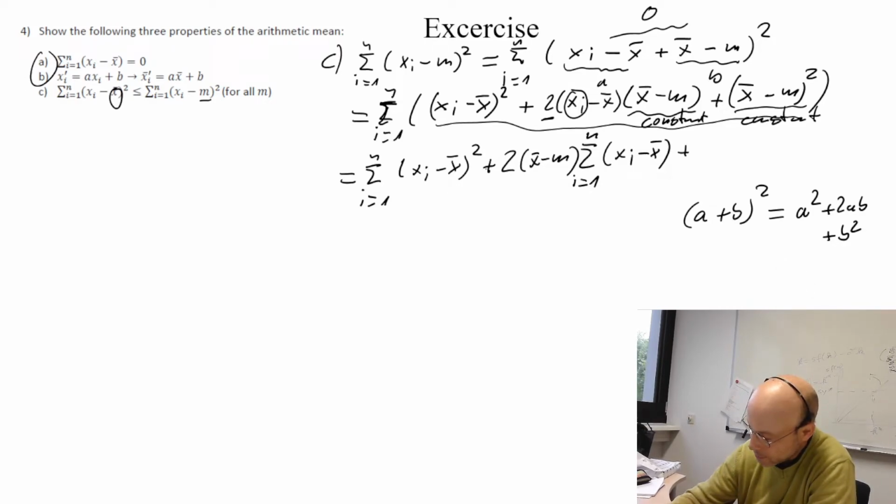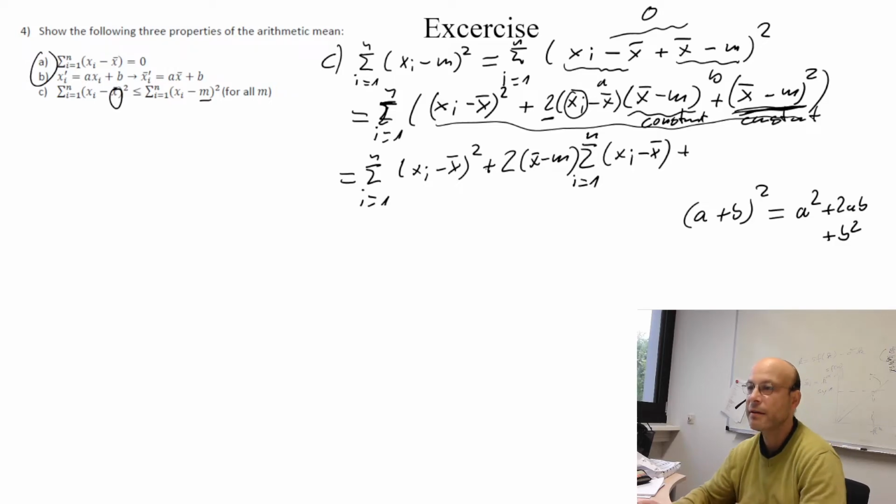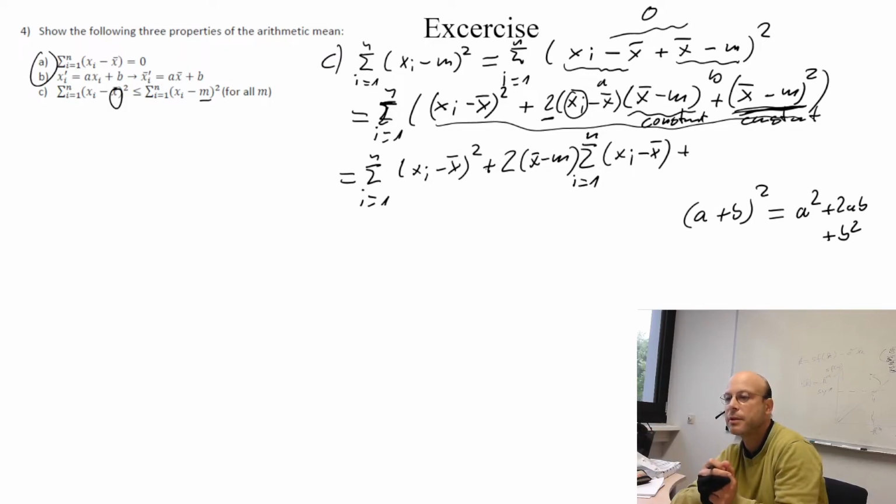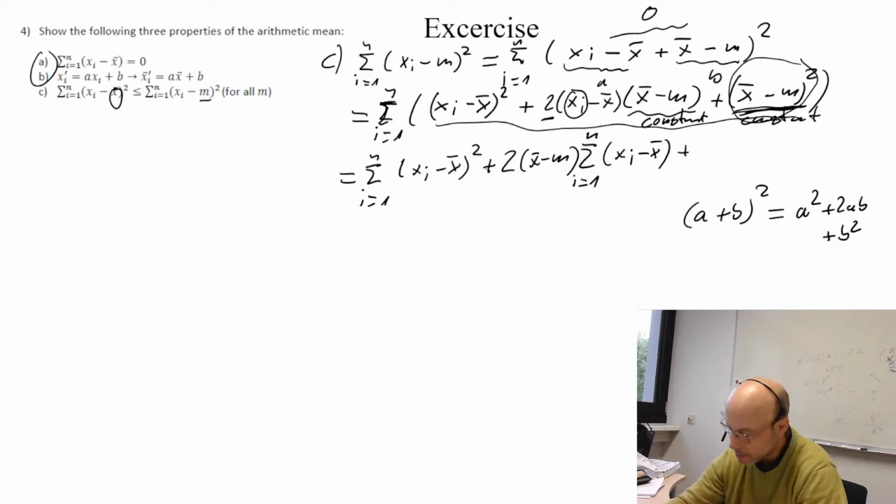and here again we have the summation over a fixed number. X bar minus m are just fixed numbers. Squared is also a fixed number. So we just have to sum up (x bar minus m) squared n times, as we have done in the former cases.